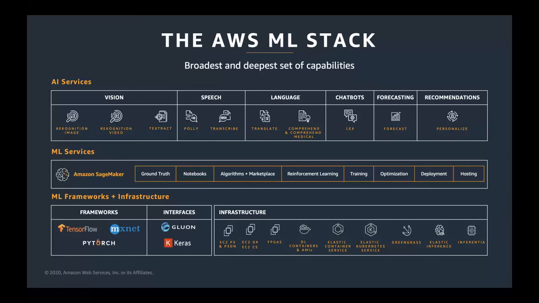You have Ground Truth to label your data. Then you have notebooks to write and run your code. You have more than 200 pre-built algorithms to just use from the SageMaker console or API, or use the marketplace. Then you have reinforcement learning, and training where you don't have to maintain the instances. SageMaker can start the instances for you and stop them, and you just pay for how much you use. Then you have the model optimizer that makes sure you get the best model for your deployment. And finally, you have the SageMaker endpoints where you can deploy your application in a highly available manner.